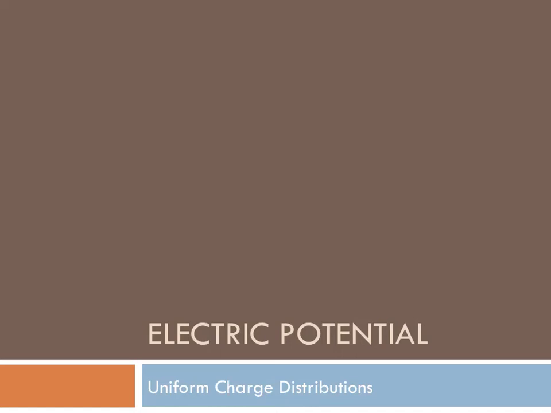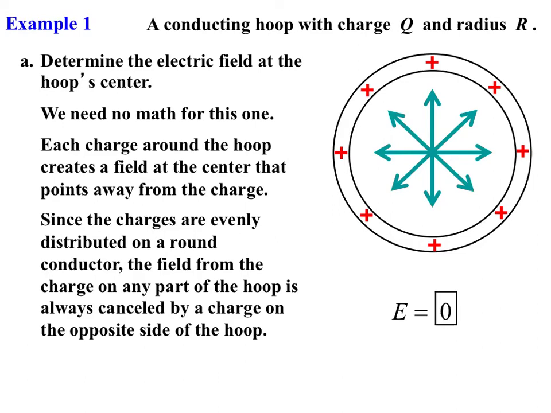This video covers uniform charge distributions. In this example, we have a conducting hoop with a charge Q and a radius R, and we're asked to determine the electric field at the hoop's center.